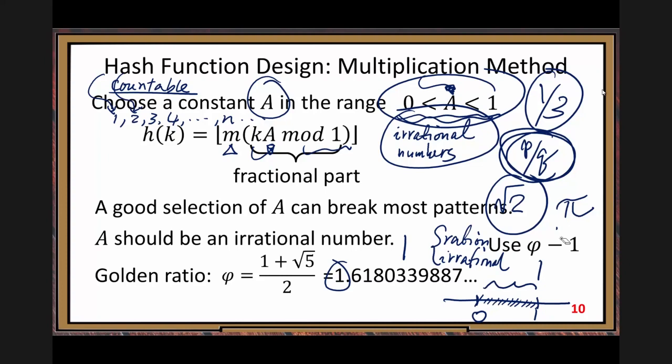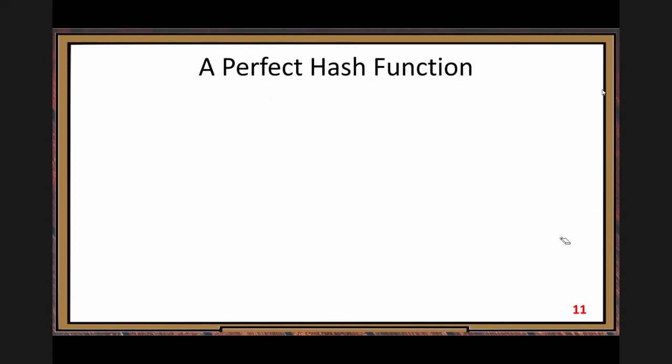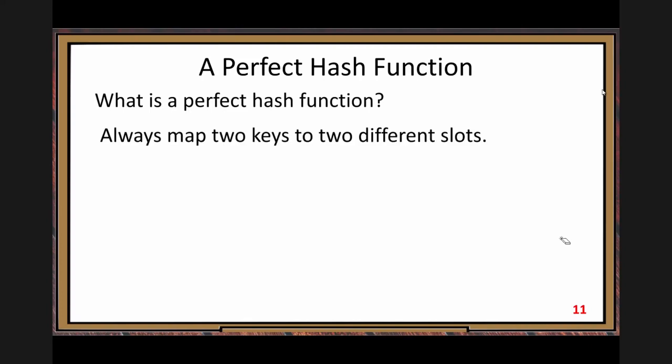So you can design your hash function. Before we finish this topic, let me describe a perfect hash function. Actually, the 3 requirements we saw before are already the perfect hash function. What is a perfect hash function? It always maps 2 keys to 2 different slots. No collision. That's the best we want to have.